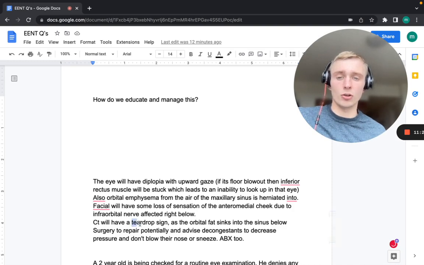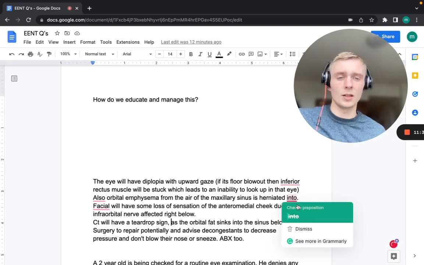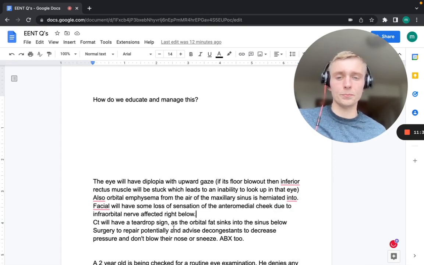CT will show a teardrop sign as the orbital fat sinks into the sinus below. So the orbital fat surrounding the eye, of course, we just made a hole basically into the maxillary sinus. So on CT, we can actually see that fat start to sink into the sinus area.